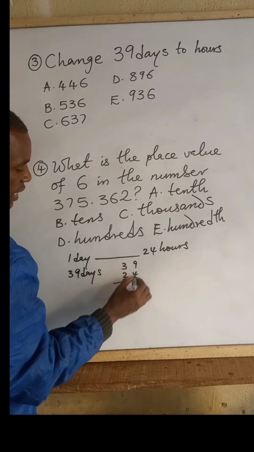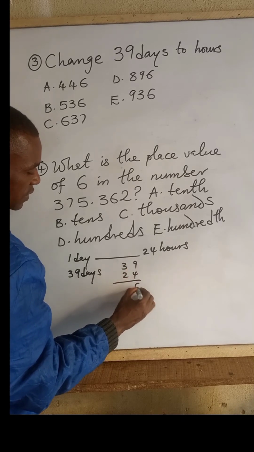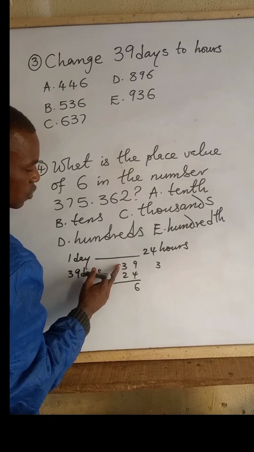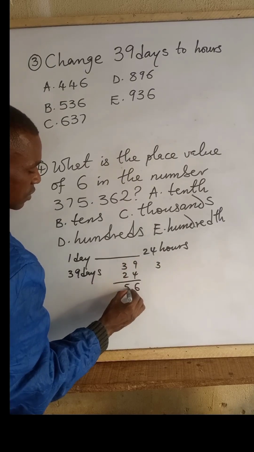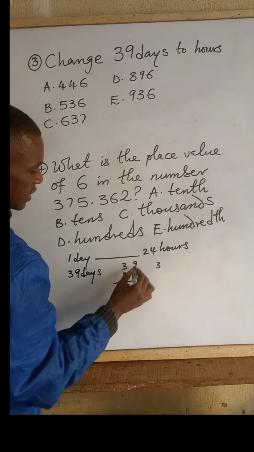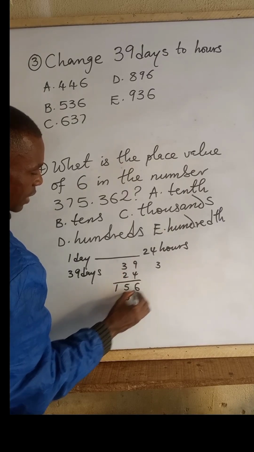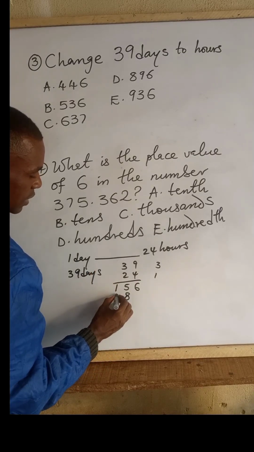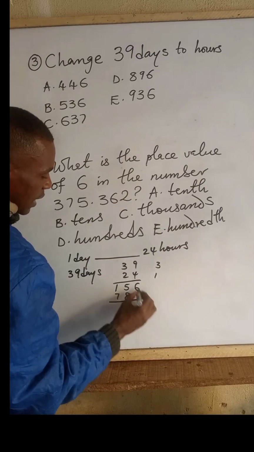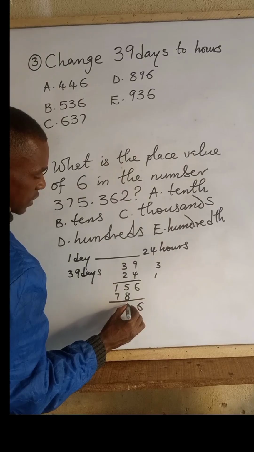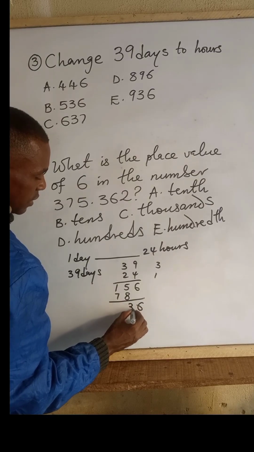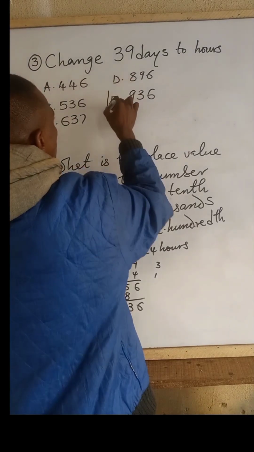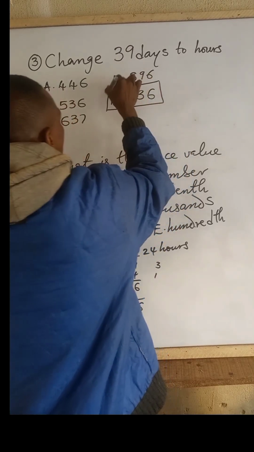Okay, which is 9 times 4 will give us 36. I will carry 3. 4 times 3 will give us 12. 12 plus this will give us 15. 2 times this will give us 18. I will carry 1. 2 times this will be 6. 6 plus 1 is 7. So when I add this together, this plus this will give us 13. I will carry 1 and add it here. It will be 936. So answer to question number 3 is option E.